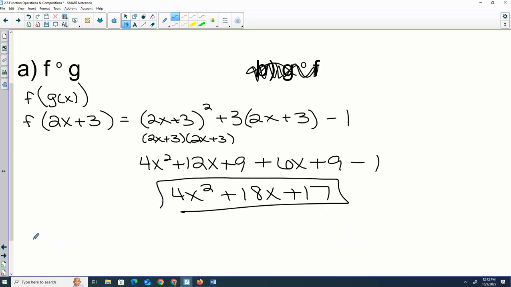For my domain, what two places do I need to look? Okay. So if I look at my final answer, is there anything that x can't be? No. No fractions or radicals. If I look up here, is there anything x can't be? No. So overall, what's my domain?